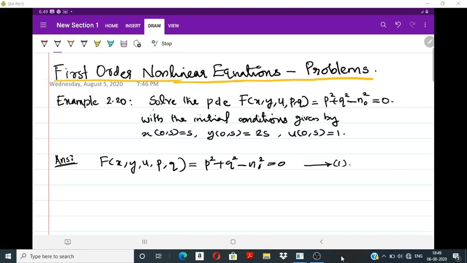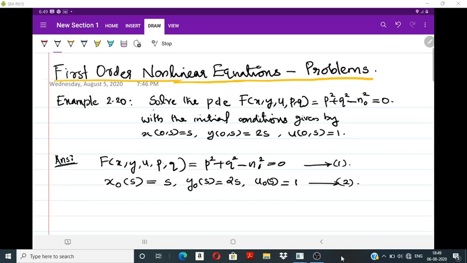And the Cauchy condition, or initial value problem, the initial condition is given by x of 0, s, we denote it as x naught of s, is equal to s, y naught of s equal to 2s, and u naught of s, u at 0, s, is equal to 1. Let this be equation number 2.